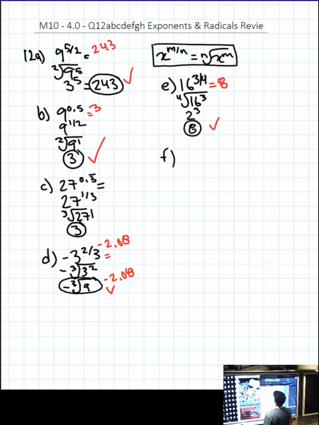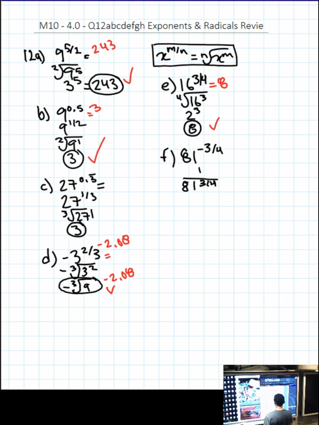Okay, we have 81 to the negative 3 over 4. So we have a negative exponent, so we're going to start off with an over. I'm going to bring the thing with a negative exponent down to the bottom and make the exponent positive. We get 81 to the 3 over 4. And then there's just going to be a 1 on top.